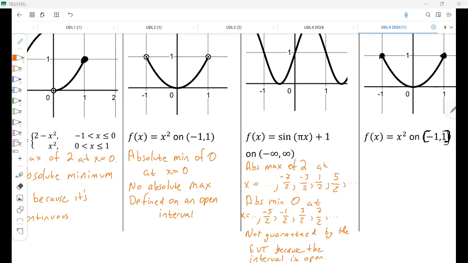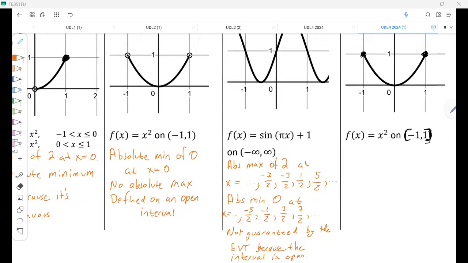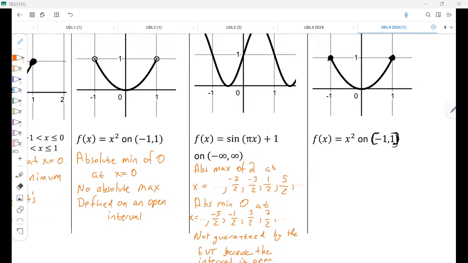Okay, and then last but not least, we haven't had one hit the EVT yet. Does x squared on the interval from -1 to 1 meet the EVT conditions? I'm just going to keep saying IVT no matter what, but I generally mean the EVT. Yes, it does meet our conditions. It is continuous. It is on a closed interval. So for note-taking purposes, I'm just going to write EVT check mark at the bottom. That is not an answer I would ever put on an FRQ.